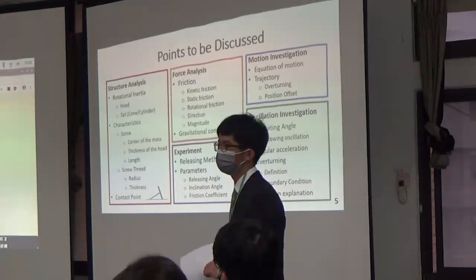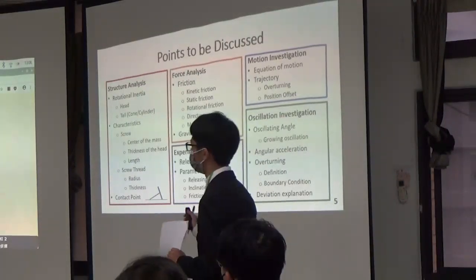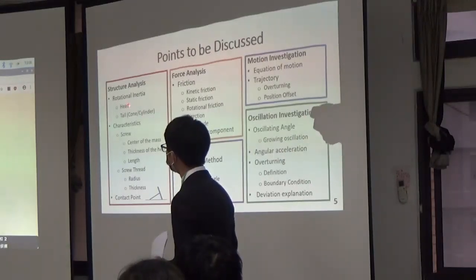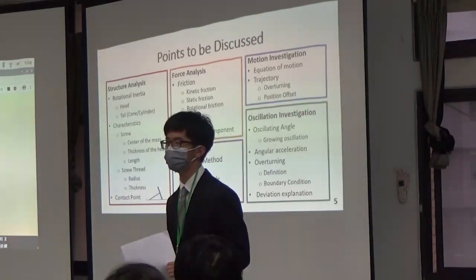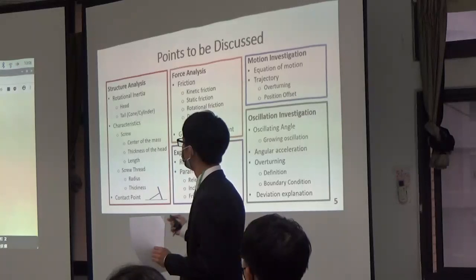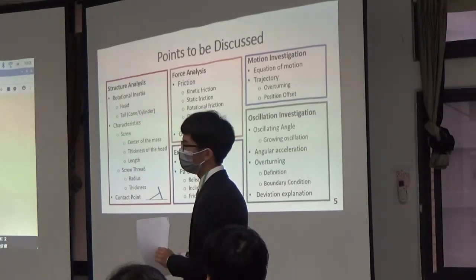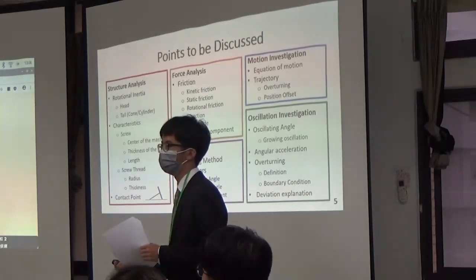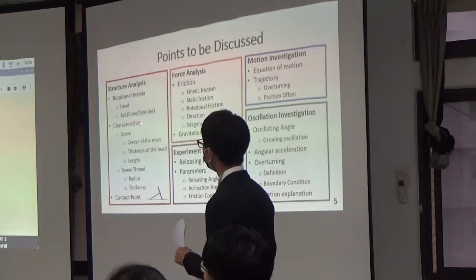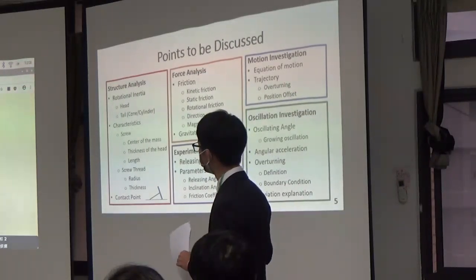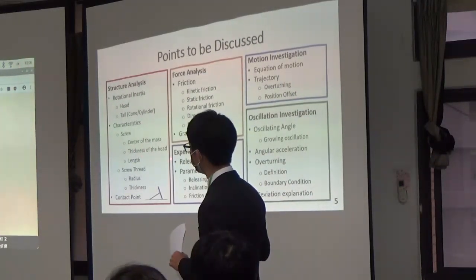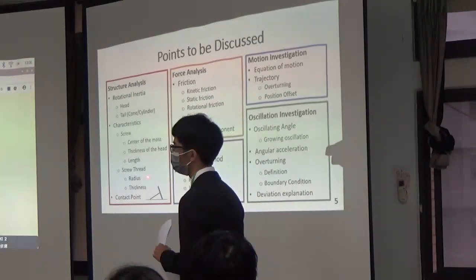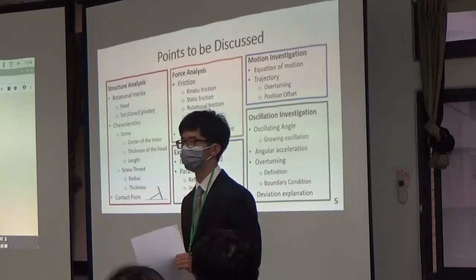So here are the points I'm going to discuss in the discussion. In the first part, I'm going to discuss the structure of the screw. The different structure will affect the rotational inertia of the screw. Since the reporter assumed it as a cone, I believe that it may cause a deviation when compared to external data. And I'm going to discuss the characteristics of the screw, including the thickness of the head and the length of the screw. And also the screw thread, and how the radius of the screw will affect the phenomenon?